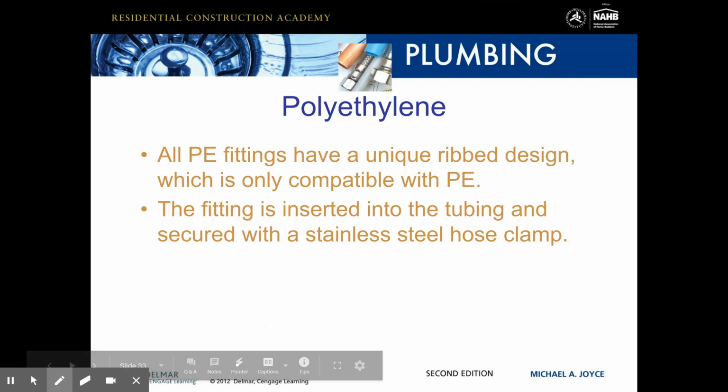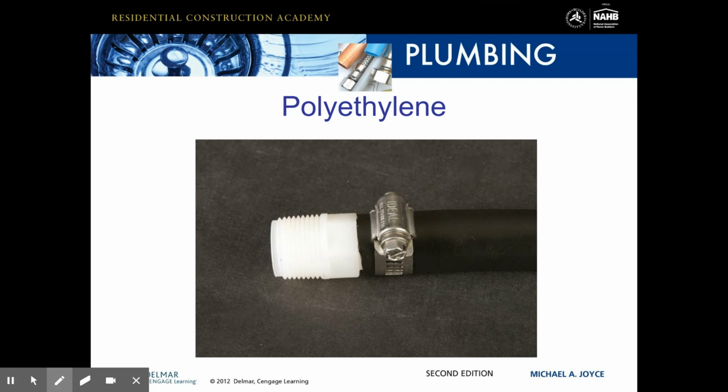All polyethylene fittings have a unique rib design, which is only compatible with polyethylene. The fitting is inserted into the tubing and secured with a stainless steel hose clamp. And here we have an example of that. This is hard to see, but this is a black pipe coming through.